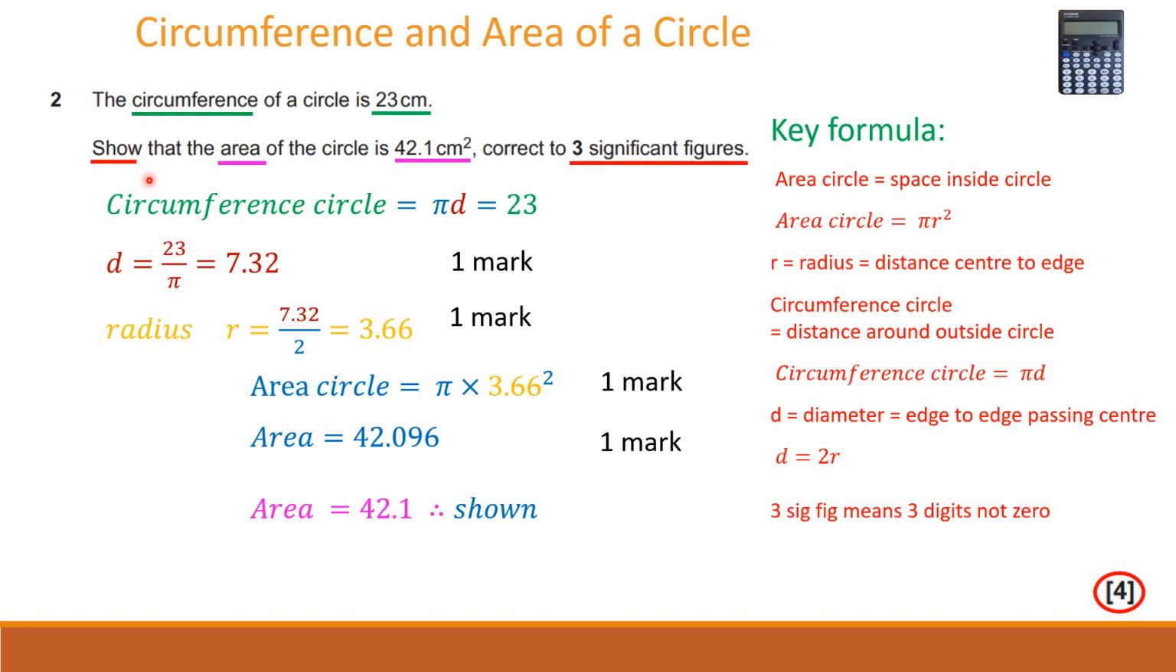Make sure if it is a show that question that you just state that you have shown that the formula is equal to what it asks you to work out it's meant to be. So make sure you know how to work out the formula for the area of the circle and the circumference of the circle. You know how to link your diameter and your radius. Make sure you've written down the key facts, highlighted them, put them in a bubble, and make sure you know these formulas. You will need them for your GCSE exam.